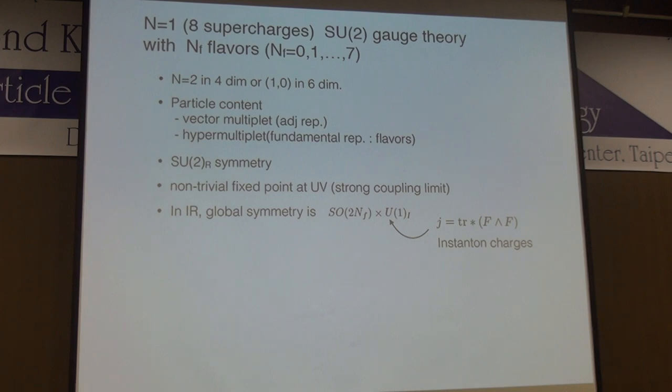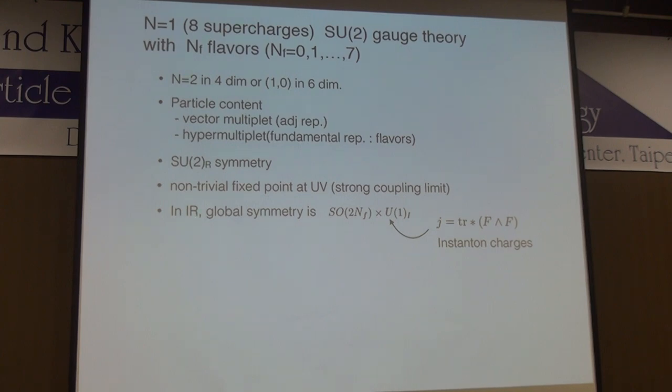So there's a vector multiplet in the adjoint representation, with adjoint scalars. You also have a hypermultiplet, with 4 scalars, which has SU(2)_R symmetry. And as I said, there is a non-trivial fixed point in the UV, where the coupling is really, really strong, infinite.